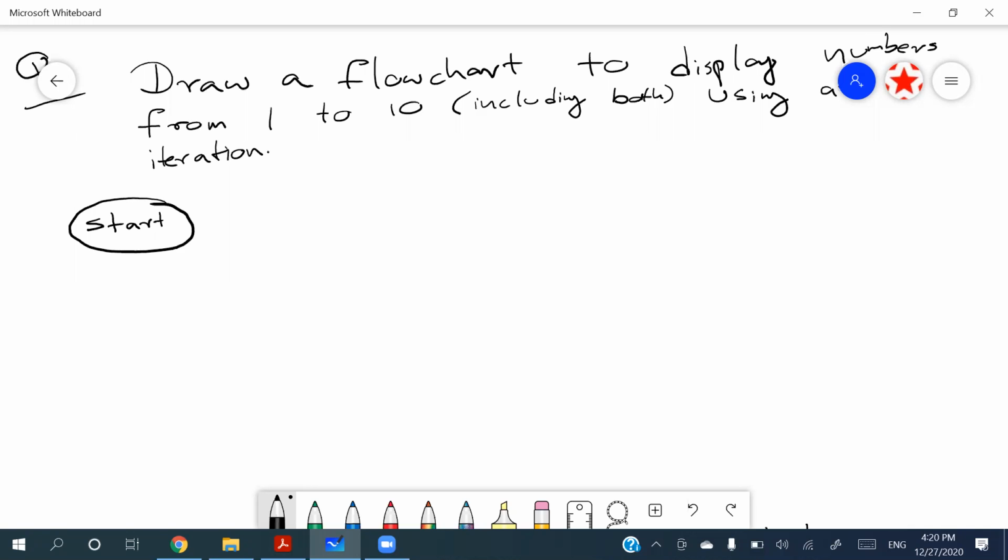Alright, so he is asking to display numbers from 1 to 10, so I'm saying display 1.